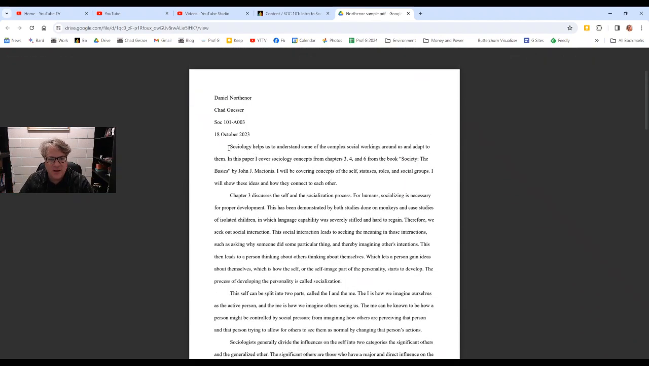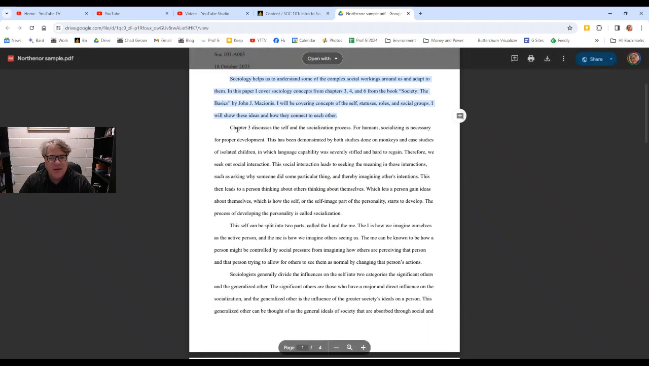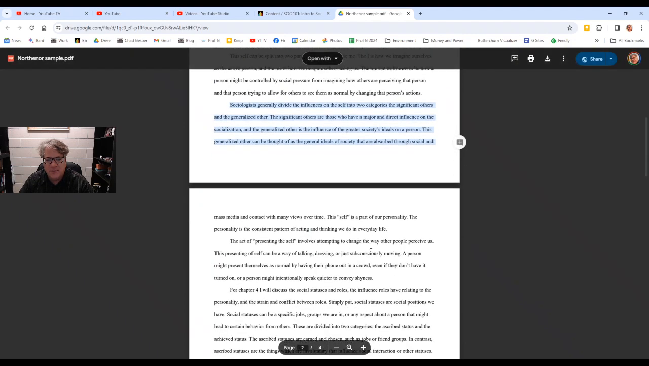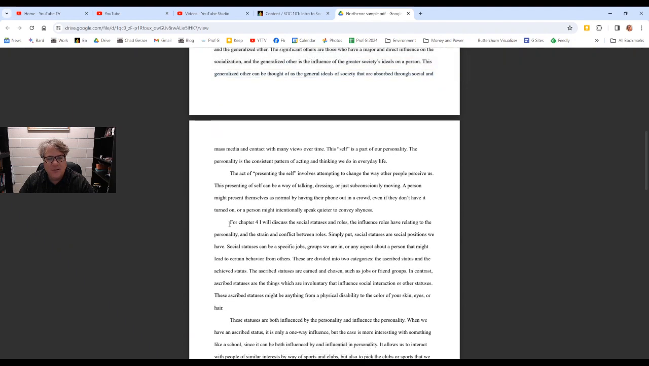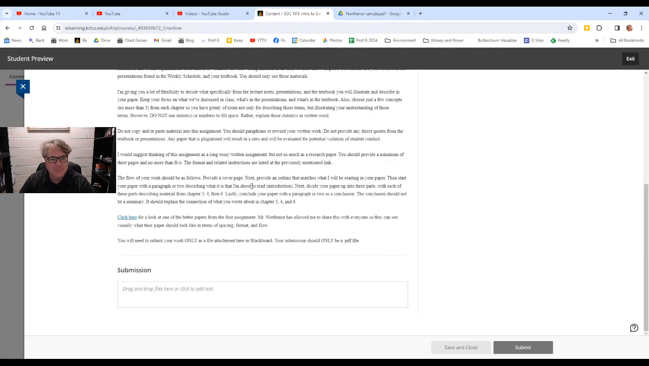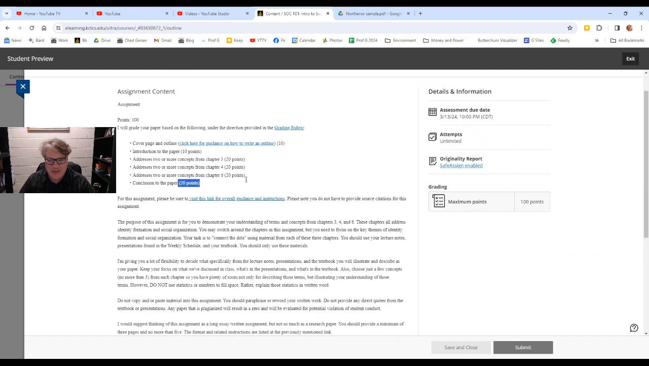But here's an introduction, and then he starts chapter 3. But each time he goes to a different concept, he's basically starting a new paragraph. Okay. All right. So there's an example. You can see what that looks like, and I mean that's the gist of the assignment.